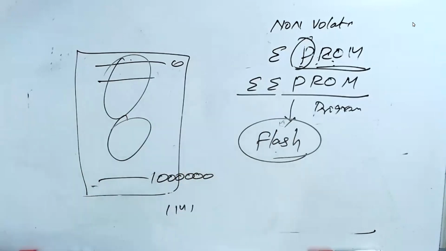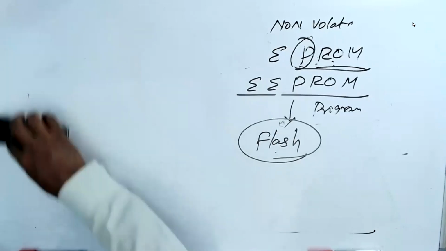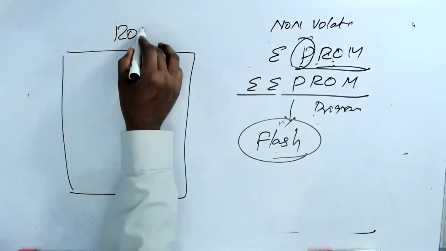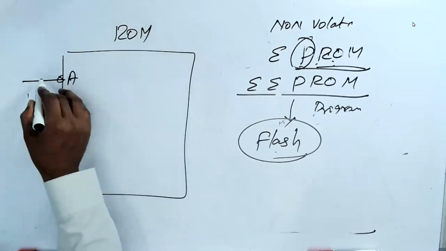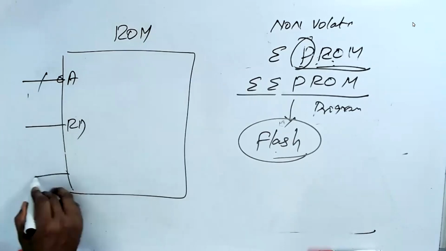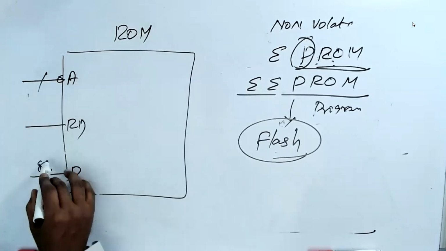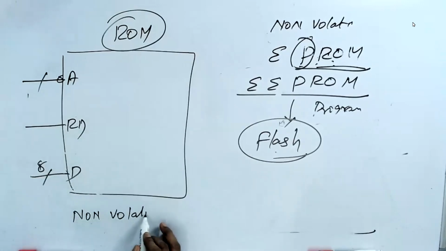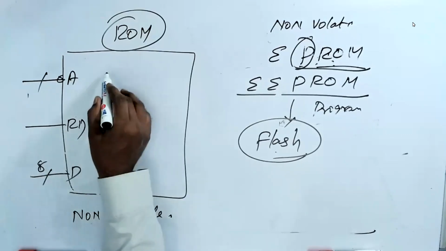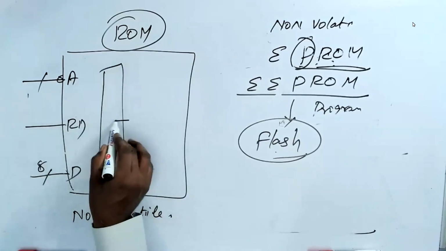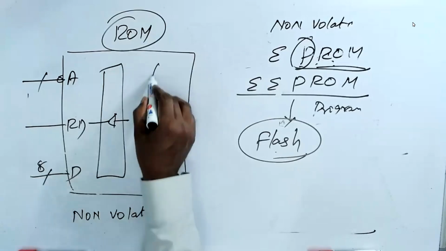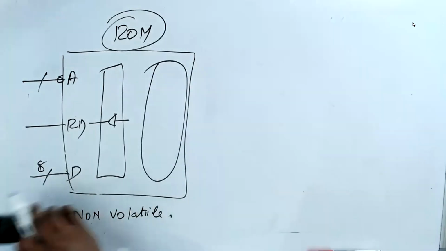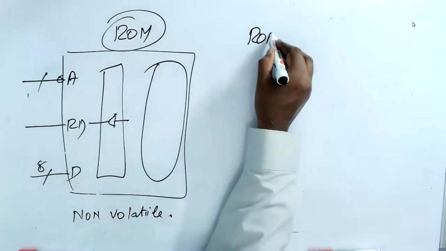Please understand one important thing: these are all actually ROM. They have an address, they have a read, and you get data. These are all ROM, non-volatile. But this is your tri-state. You're going to read it. But how do I change the data? In the ROM you cannot change. The ROM: no change.